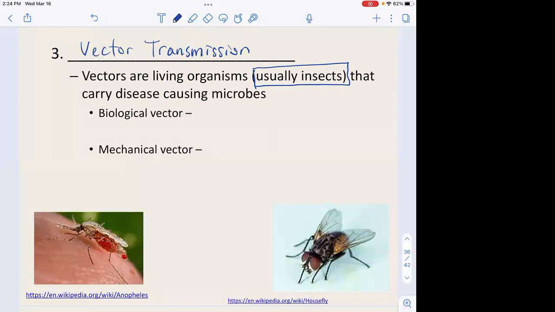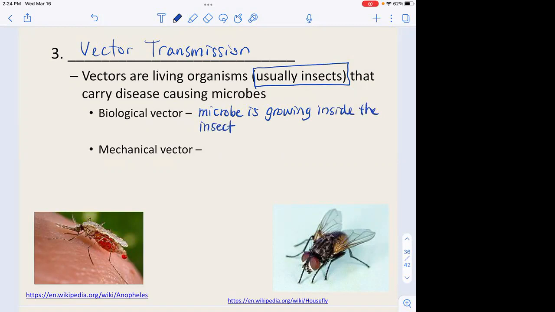Okay, I mean, they're both alive, right? So the terminology is kind of weird there. But when it's considered a biological vector, then the microbe is growing. There's some part of its life cycle inside the insect.